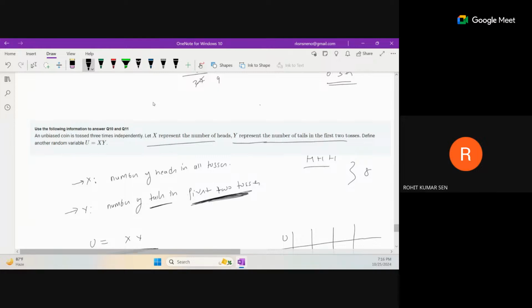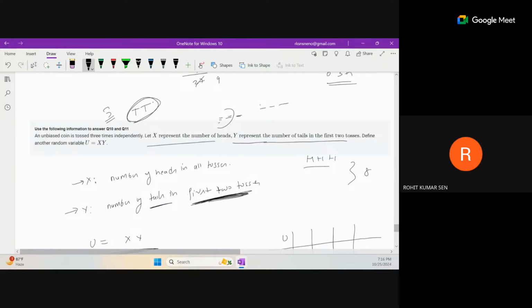Why is it so? X is the number of heads in 3 tosses. What is Y? Number of tails in the first 2 tosses, right? So the occurrence of my Y value affects the outcome of X. If I have two tails, I cannot have 3 heads, right? So the outcome of my Y random variable affects my outcome of X random variable. So X and Y intuitively are not independent. You can also prove they are not independent.